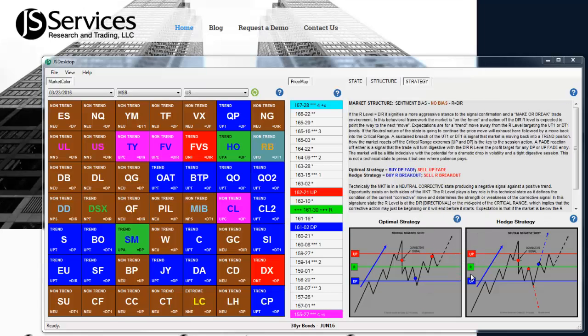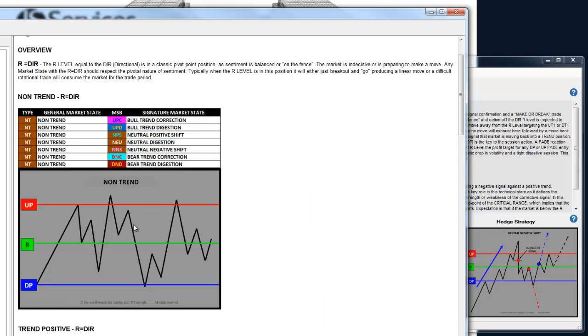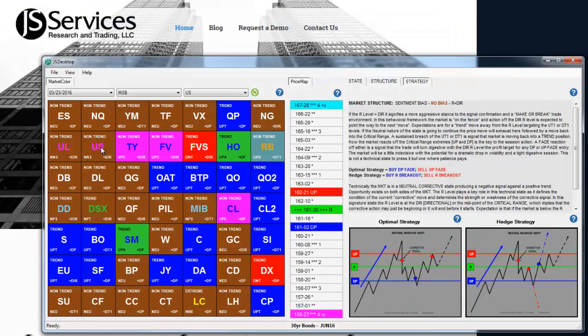So it goes back to how dynamic it is when the R level equals the directional. Again, the R level is that over-under number. Buy breaks above here, sell breaks below here. And when it's wound up in the middle of the critical range, it's really powerful. This is our condition. It's a non-trend state, neutral negative shift, R level equal to the directional. It's a situation where sentiment's balanced, we're on the fence, and the market is preparing to make a move. So if you like pivotal market states, you want to gravitate towards R equals directionals, and you can search those out, and today we're going through the example on the neutral negative shift.